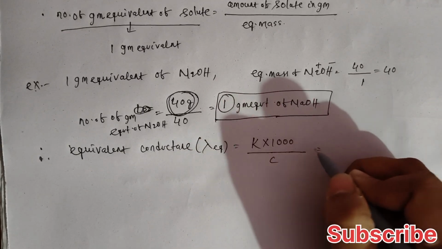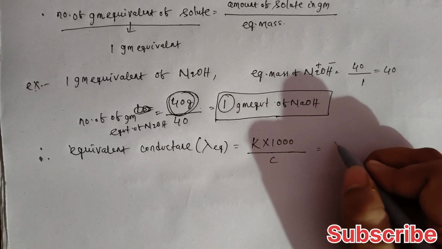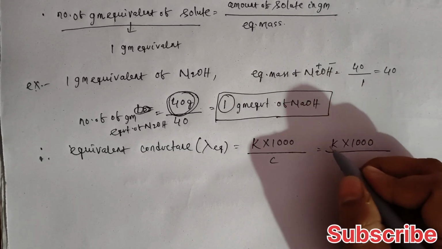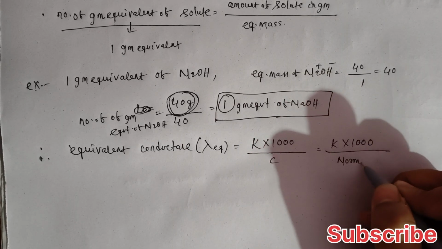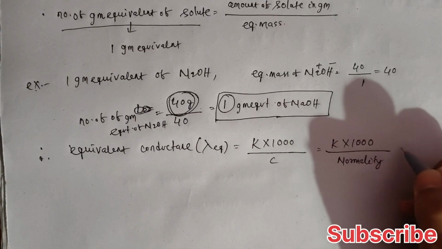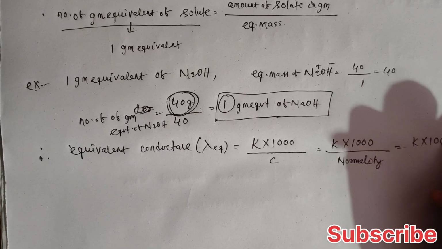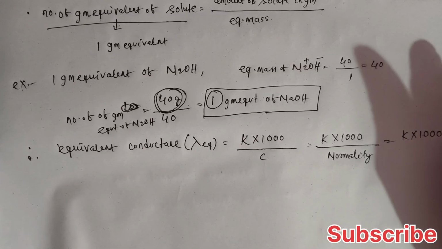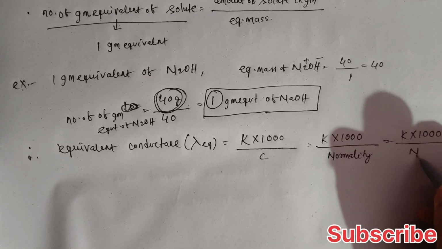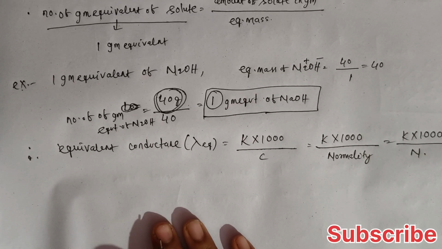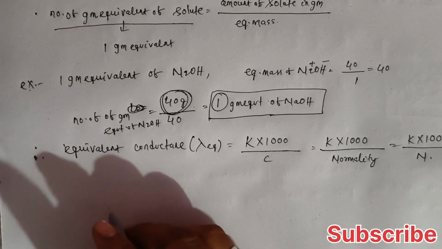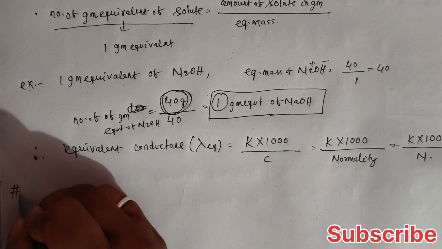What is C? What is K? K is specific conductance. K into 1000 by C, where C means concentration. Here concentration must be taken as normality. So we can take it as K into 1000 by normality N. Okay, very simple.